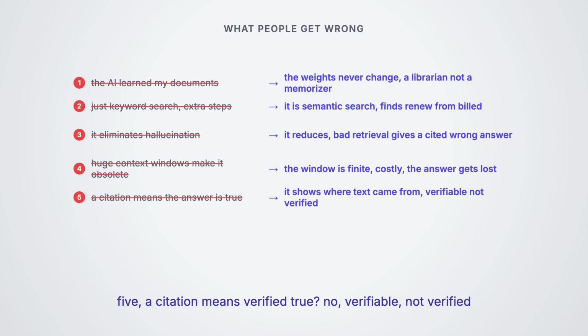3. RAG eliminates hallucination and makes the AI always right. No. It reduces, it does not eliminate, and bad retrieval produces a cited wrong answer. 4. With huge context windows, RAG is obsolete, just paste everything in. No, the window is finite, it is costly, and the answer can get lost in a giant prompt. Fetching only the relevant chunk is cheaper, faster, and often more accurate. 5. A citation means the answer is verified true. No, a citation shows where text came from, not that the answer reflects it. Verifiable, not verified.